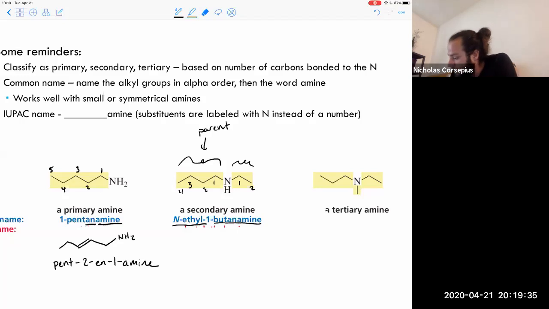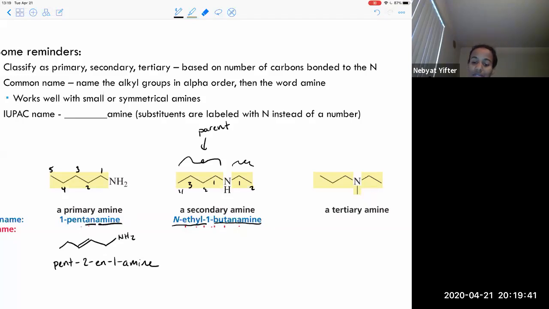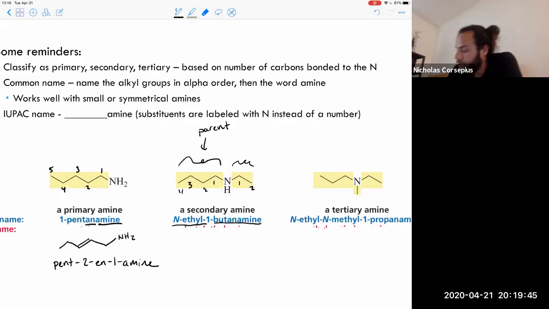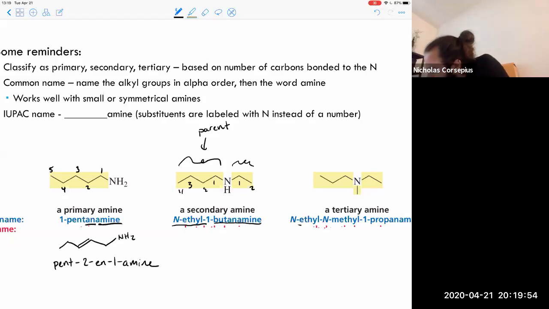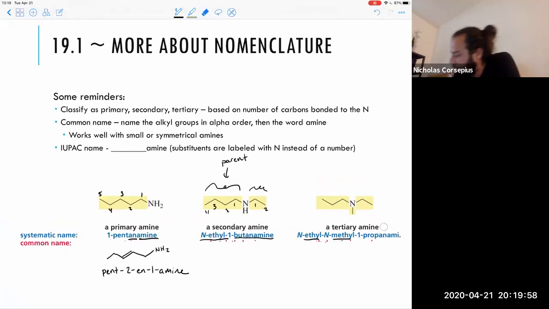All right, and then lastly for our tertiary amine, what do we have? N-methylpropanamine. Yeah, awesome. And why did you put the ethyl before the methyl? Alphabetical order. Alphabetical order, awesome. So yep, we have an N-ethyl-N-methyl-1-propanamine. Cool. So hopefully that's review in terms of how we're naming our amines.